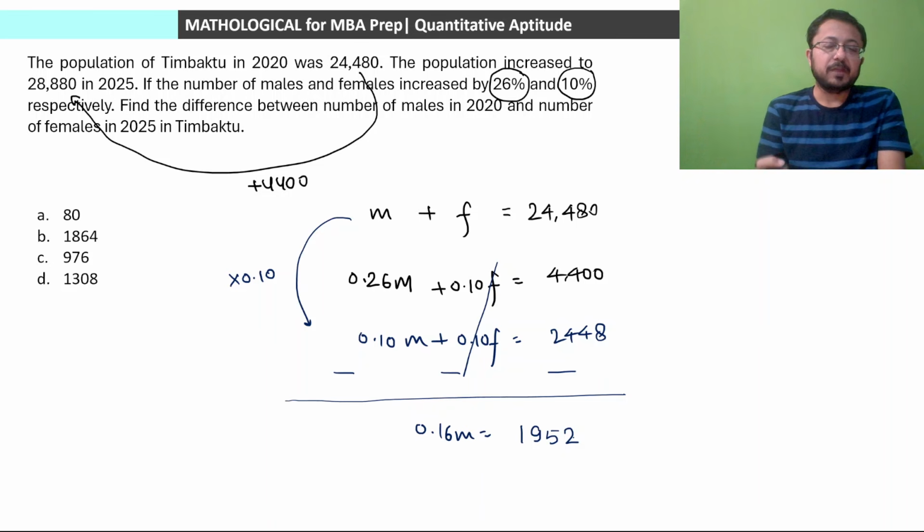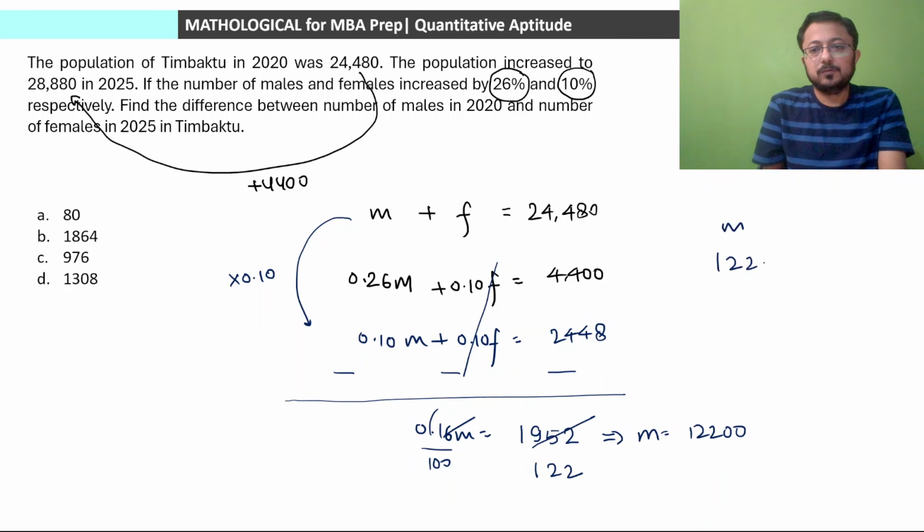ठीक है, या फिर 2500 और 4400 डिफरेंस 1900 का प्लस 52, 1952. और डेसिमल हटाओ, 100 आ गया. 16 1 are 16, 122. So male population comes out to be 12200. Male population is 12200 and female population will be 24480 minus 12200, यानी कि 12,280. मेल पॉपुलेशन है 12,200 एंड फीमेल पॉपुलेशन है 12,280, यानी कि डिफरेंस है 80 का.